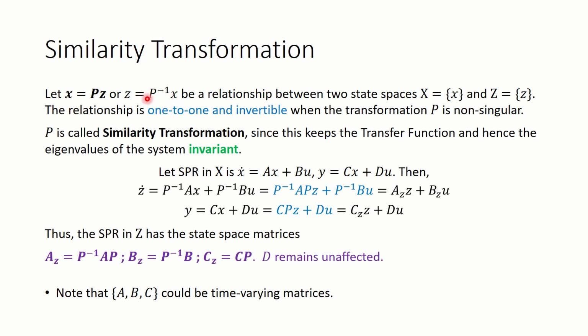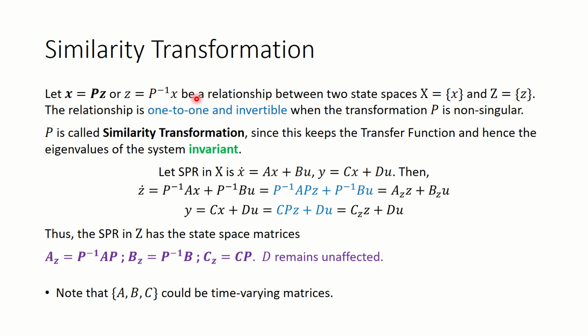only when we have P invertible. So only in that case we can write this. This relationship will be a one-to-one and invertible relationship only when the transformation P is non-singular. We know this from matrix theory, that we can invert P only when P is non-singular. So what does it mean? That means simply that the determinant must be non-zero.